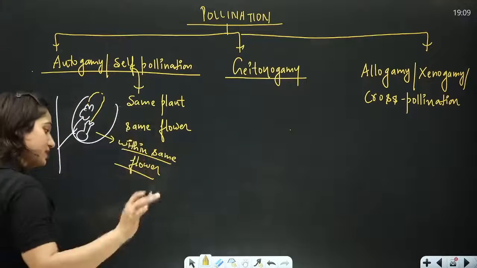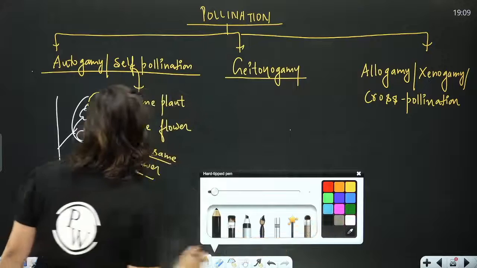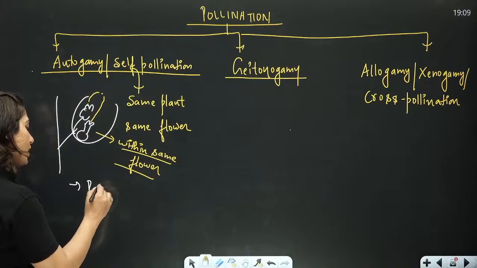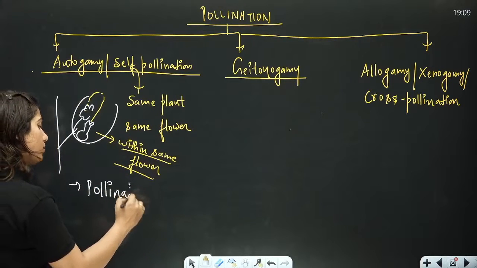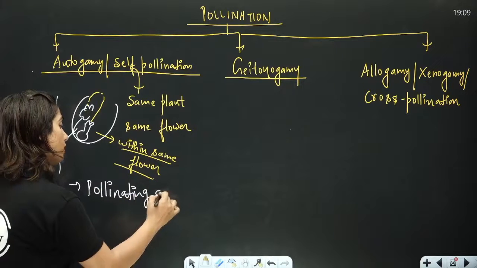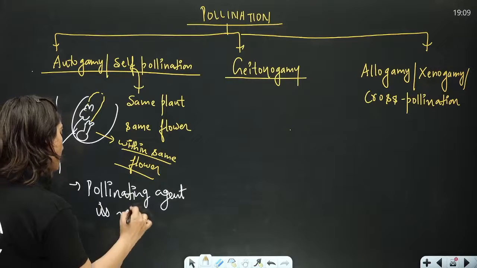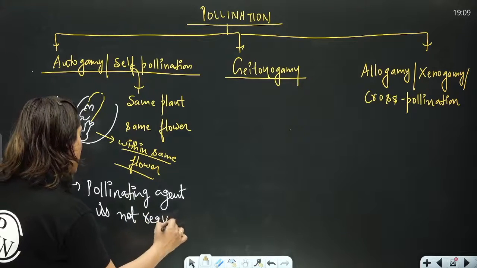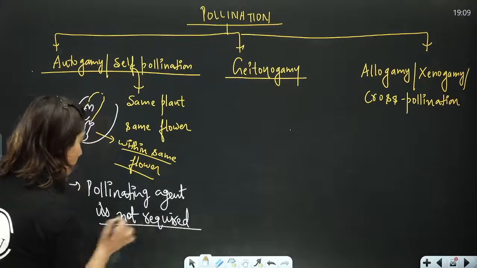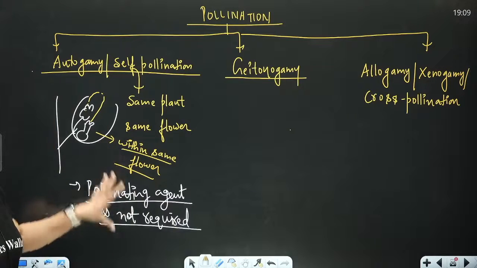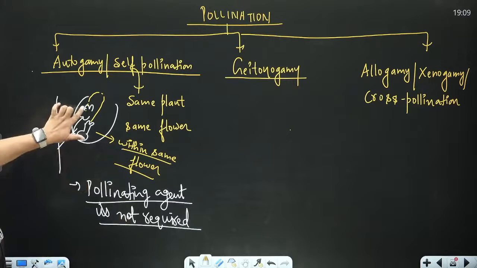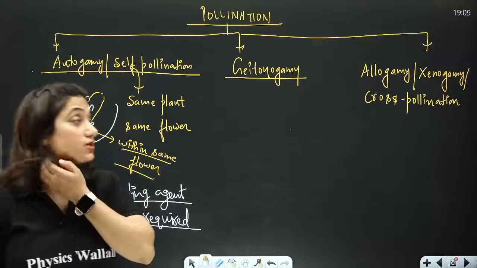So it will be done by itself. Auto means by self. Nobody is required. A pollinating agent is not required. Even wind is not required. Wind is also a pollinating agent, that is also not required. This kind of pollination occurs by itself because the pollen grain of the same flower lands on the carpel or the stigma of the same flower.